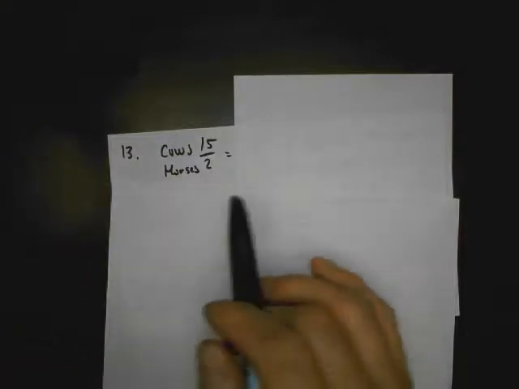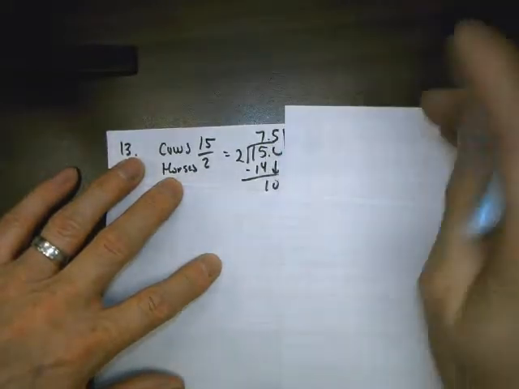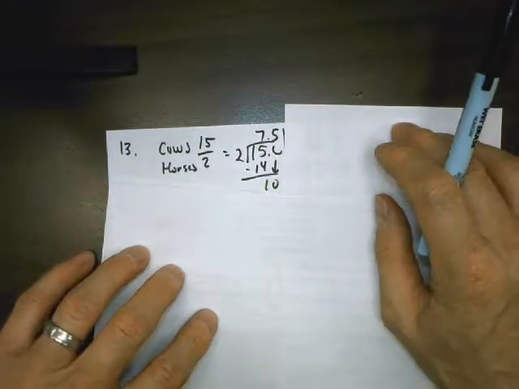So I'm going to put cows over horses. Now I don't have to do it this way. It's going to be the same as when we graph it. So I put cows over horses. And I go in and out. That means 7.5 cows per horse.